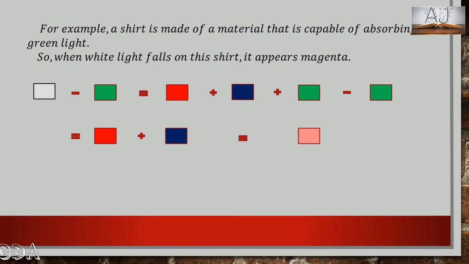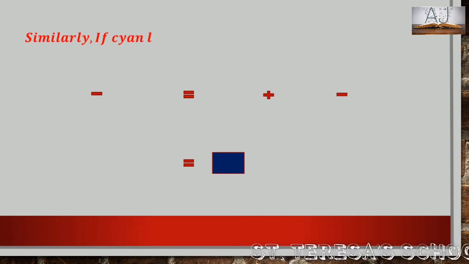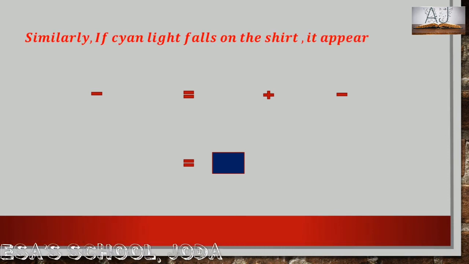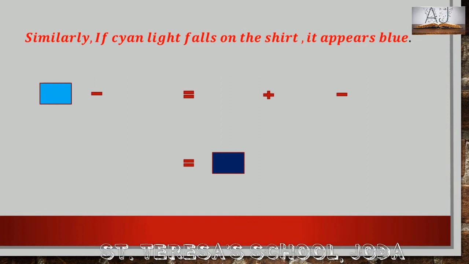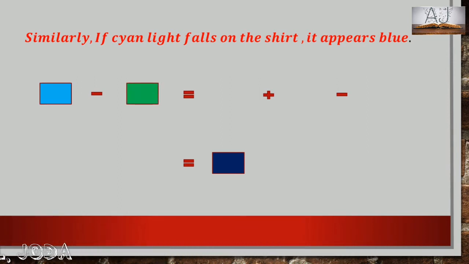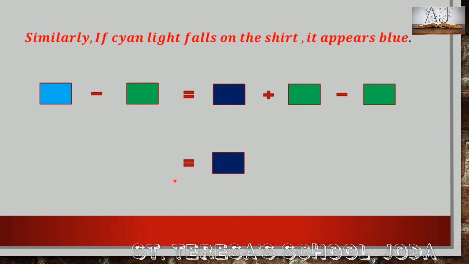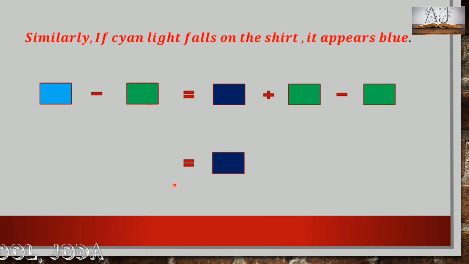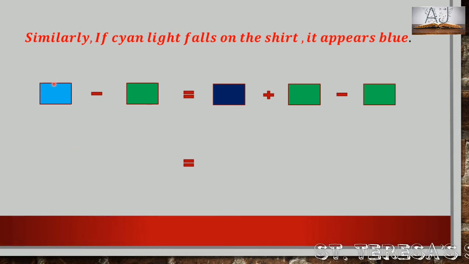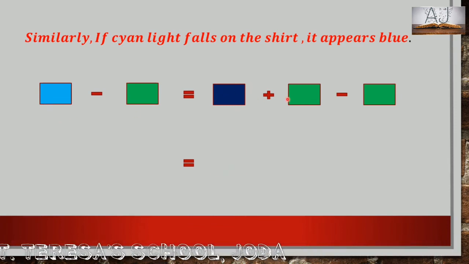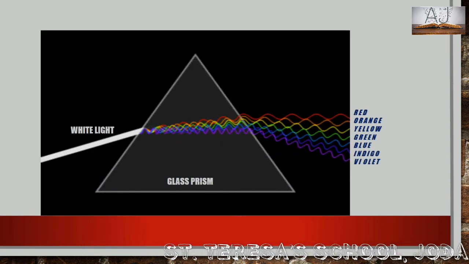Now let us see one more example which will make it more clear. Suppose the same shirt, which is capable of absorbing green color, if cyan light falls on that shirt, what will it appear? Cyan light falls, out of that green is absorbed. Cyan is a combination of blue and green. So out of blue and green, green is absorbed. So what is left? Yes, you got it right. It's blue. So the shirt will look blue in color. So this is color absorption. Subtraction of color. Okay? So the shirt will look blue.